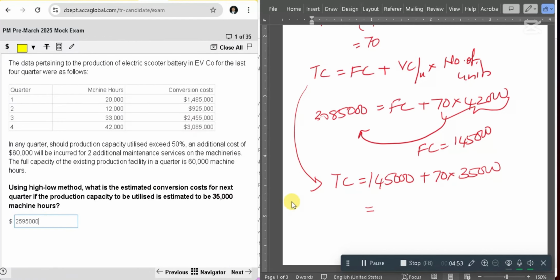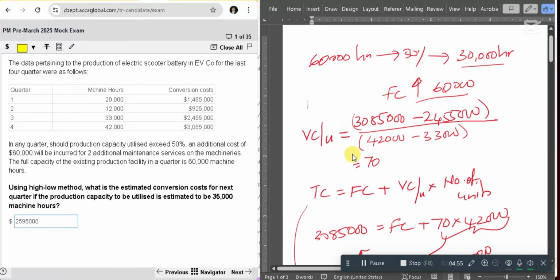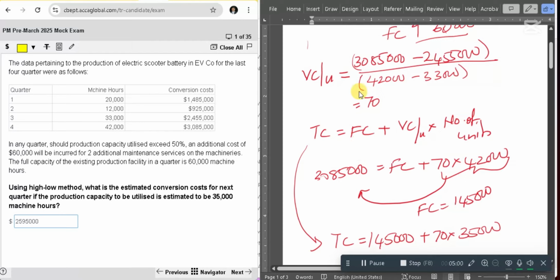Easy. You don't have to write everything when you are doing the exam. You can take the calculator and do the necessary workings in the calculator. Since I am explaining, I am writing all this. Second one.